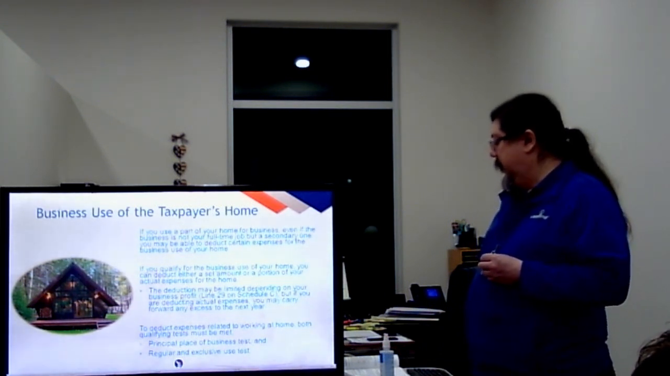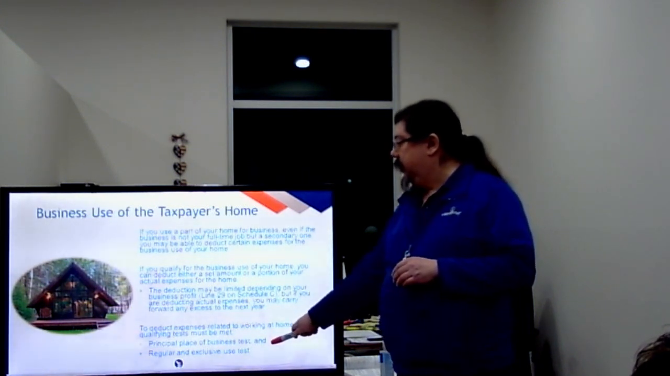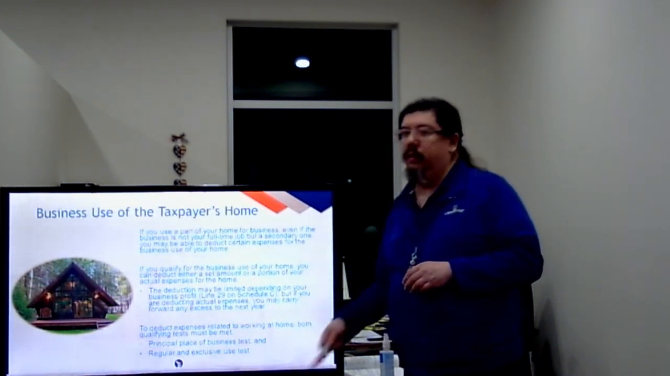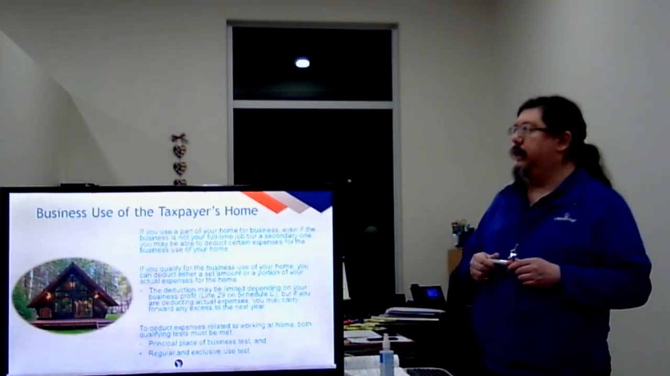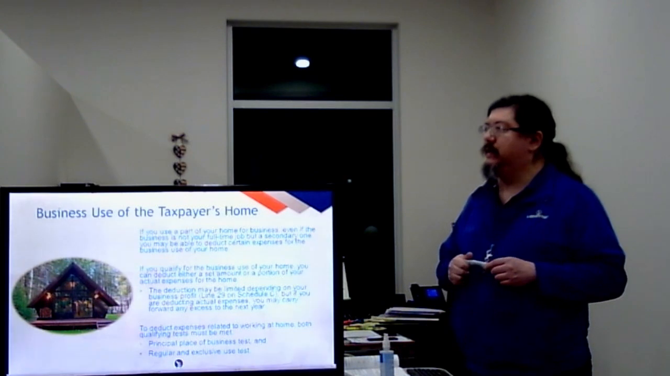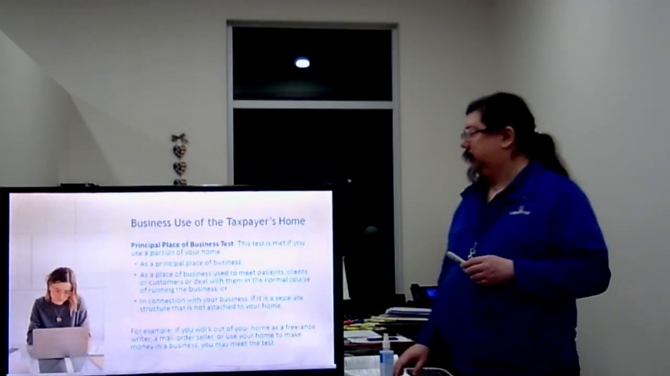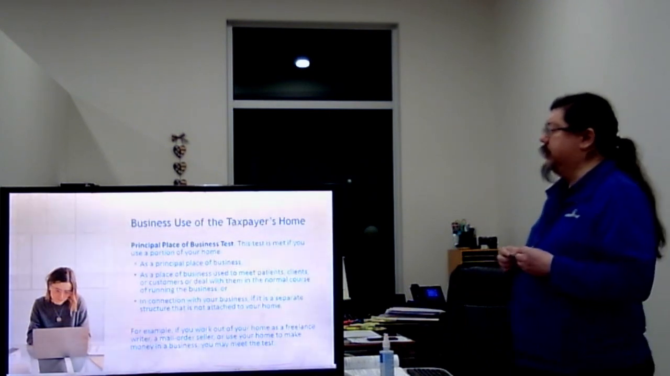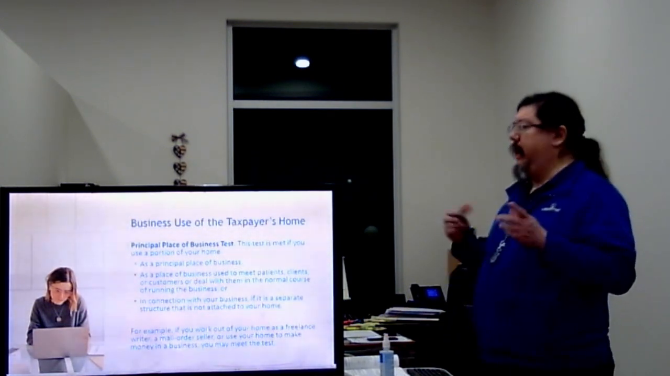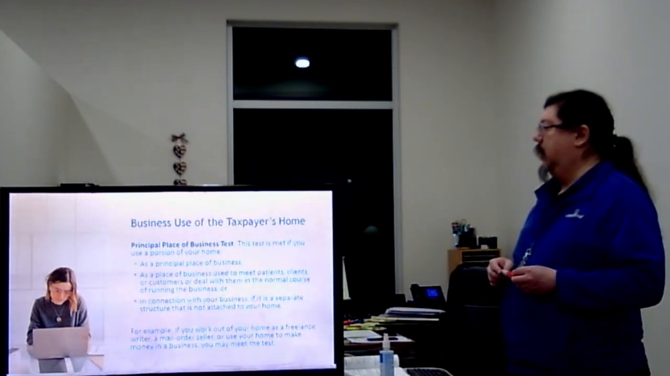Okay, to deduct any business use of home, you have to meet two tests. First, you have a principal place of business test, and second, you have a regular and exclusive use test. Principal place of business test means it's a principal place of business, not necessarily the principal place of business.